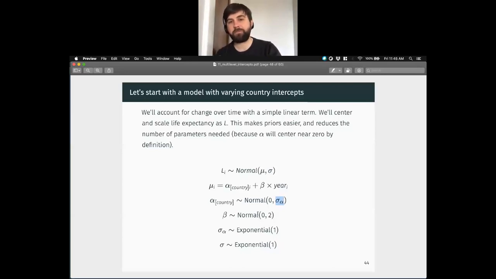I'm going to use a broad prior for beta, and I'm going to use exponentials for sigma alpha and sigma, because I remember before I used an exponential 0.5, but now I've rescaled life expectancy to be on a standard deviation mean-centered scale. So now it only ranges from like -3 to 3, right? And so we don't need quite as big of a sigma prior. We don't need as much weight in the tails.